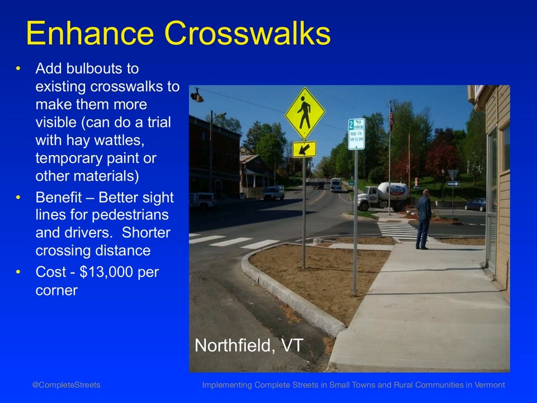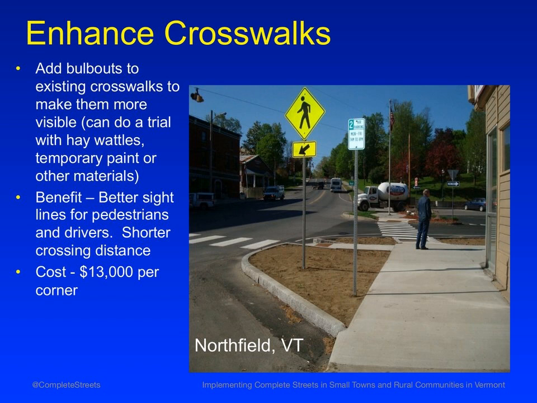Adding in bulb outs at intersections. This example is in Northfield. This is a project that I actually worked on with the town way back, probably 10, 15 years ago. They were looking at doing this at this intersection, and they did a trial with just some cones to see how drivers would react and make sure they got the design right so that trucks and other traffic could still get around the corners. And it's really nice to see that they followed through and ended up making this a permanent improvement.